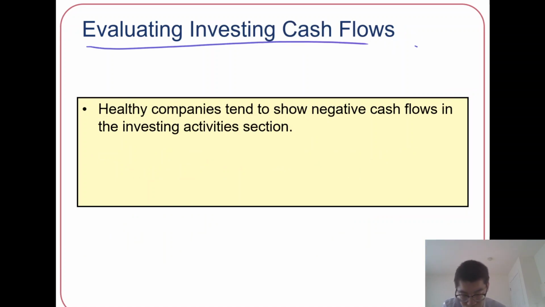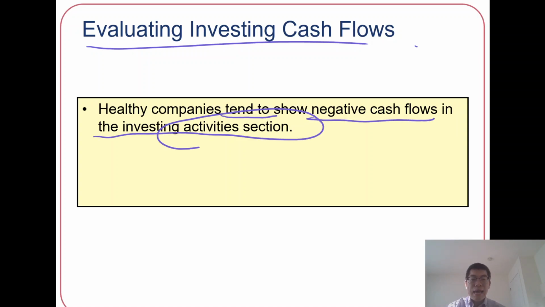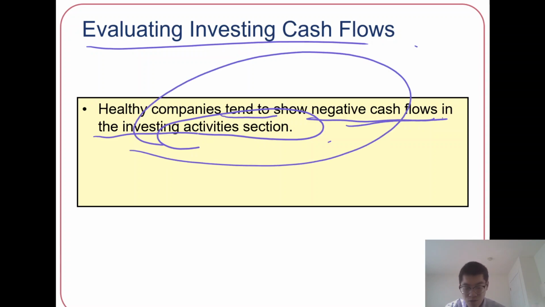Investing cash flows. Healthy companies tend to show negative cash flows in the investing activity section because they have to buy assets and resources to keep the company growing. If you're selling equipment, let's say your office buildings, your manufacturing machinery, your sales stores, even though you'll have some cash inflows, it's only for a short period of time. It's temporary, it's not going to last forever. So when you see negative cash flows from investing activities, that is usually a good signal.